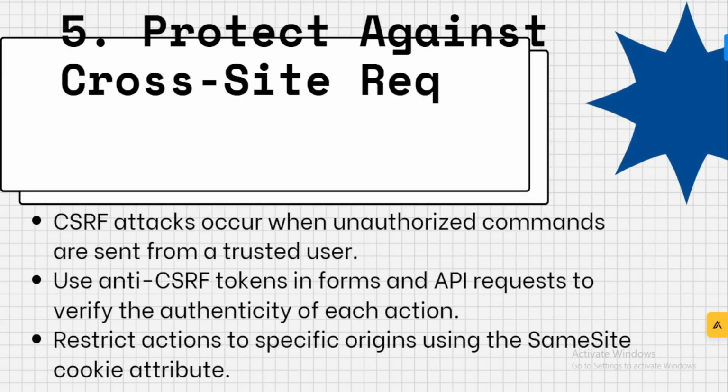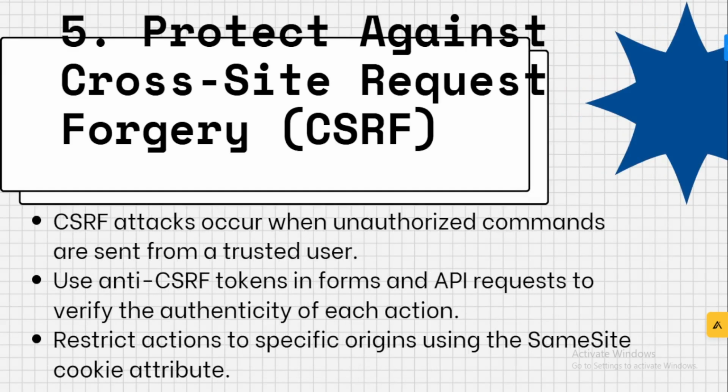The next on the list is protect against cross-site request forgery. A CSRF attack occurs when unauthorized commands are sent from a trusted user. Use anti-CSRF tokens in forms and API requests to verify the authenticity of each action. Restrict actions to specified origins using SameSite cookie attributes.